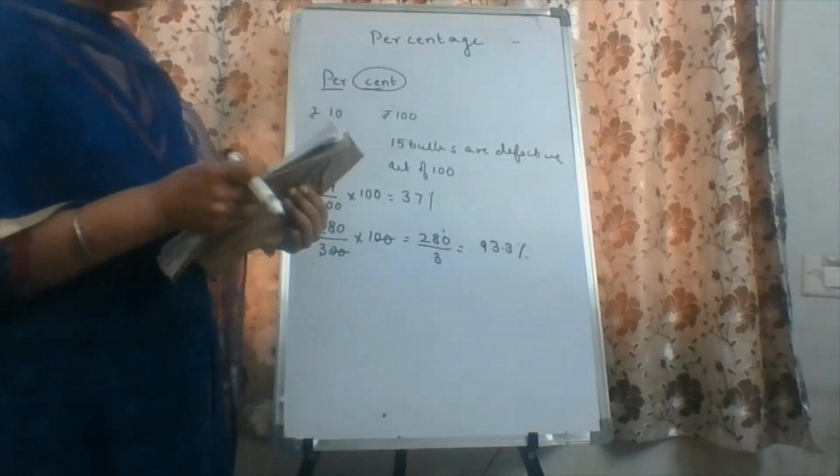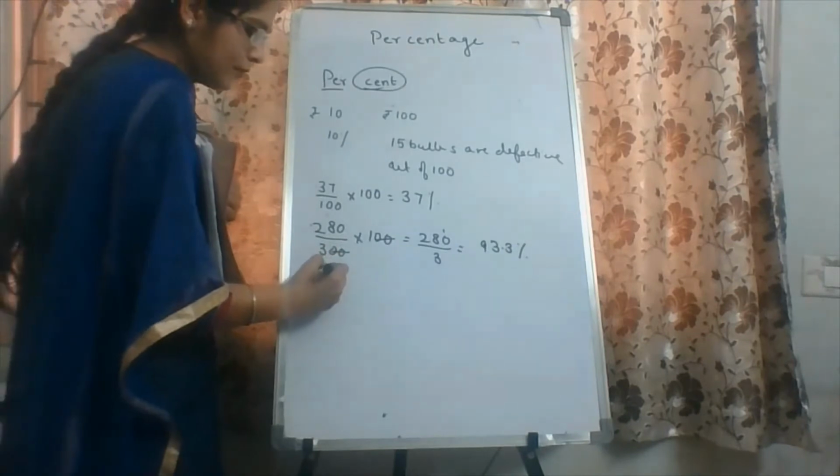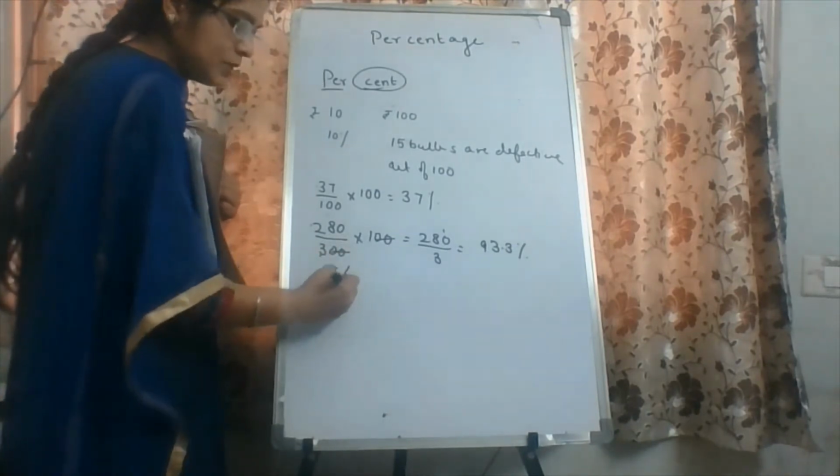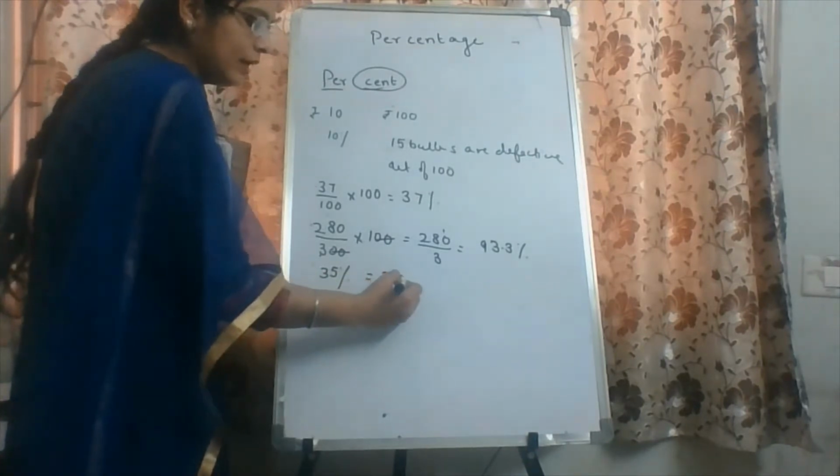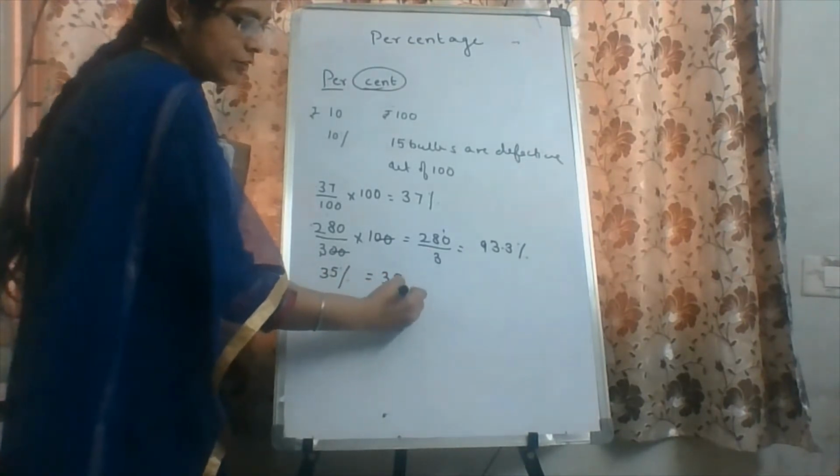If we have to write 35% in the form of a fraction, I should write it as 35 upon 100.